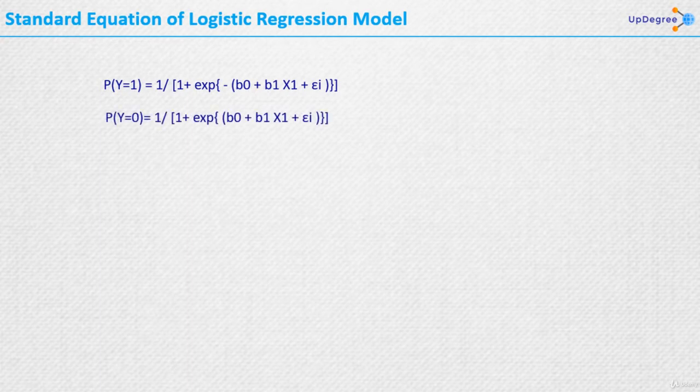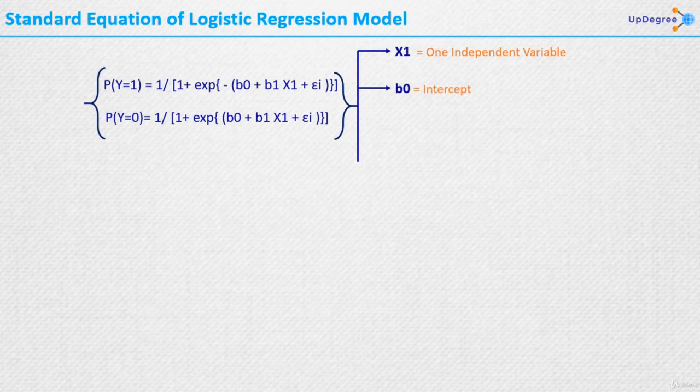This is the standard equation for the logistic regression model, where probability y equals 1 is equal to 1 by 1 plus e to the power minus (b naught plus b1 x1 plus ei), and probability y equals 0 is 1 minus probability y equals 1, which is equal to 1 by 1 plus e to the power (b naught plus b1 x1 plus ei). Here we have considered one independent variable, x1, b naught is the intercept, b1 is the regression coefficient, and ei are the error terms.